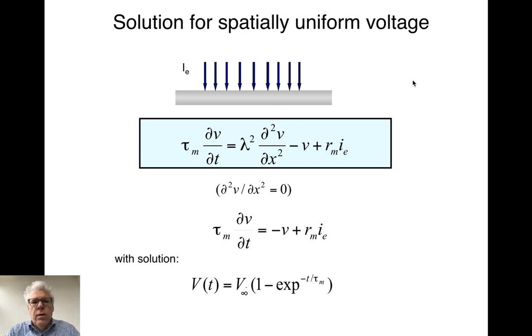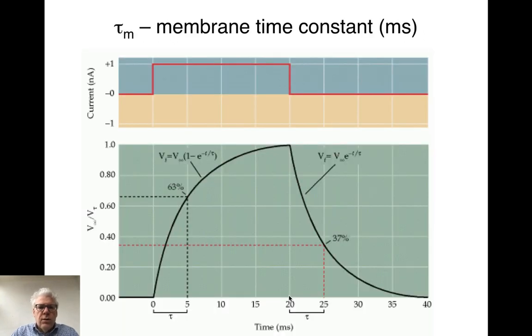Now another solution of the cable equation is to consider a spatially uniform voltage. So we remove the spatial derivative essentially. If we do so, then we have this equation, and that is also quite easy to solve, and this is the solution. So the membrane voltage as a function of time is a constant times 1 minus an exponential function to the power of minus t over the membrane time constant. And this is how that looks like.